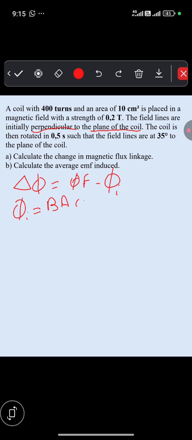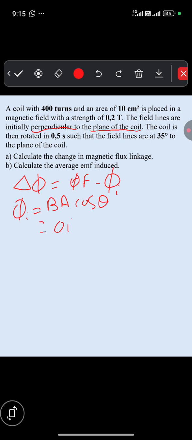Then a coil with 400 turns and an area of 10 centimeters is placed in a magnetic field. The field lines are initially perpendicular to the plane of the coil. The coil is rotated. Now they say calculate the change in magnetic flux. The change in magnetic flux is equal to the final flux minus the initial flux. So I first get the initial flux. The initial flux is equal to BA cos theta.